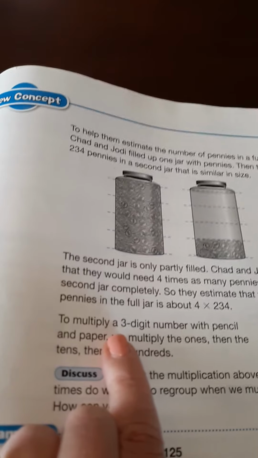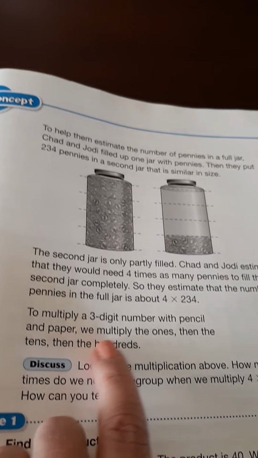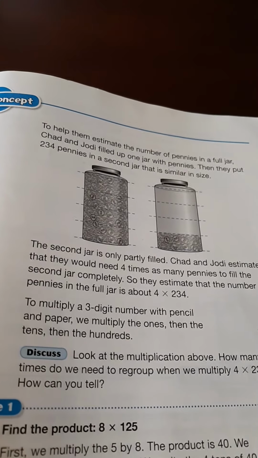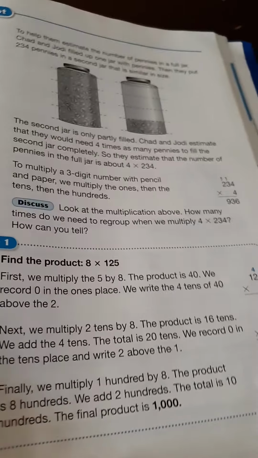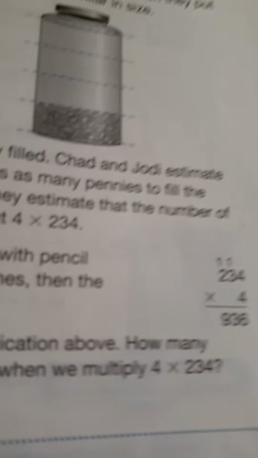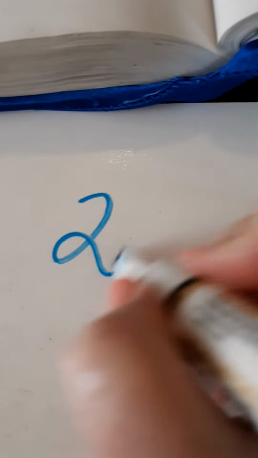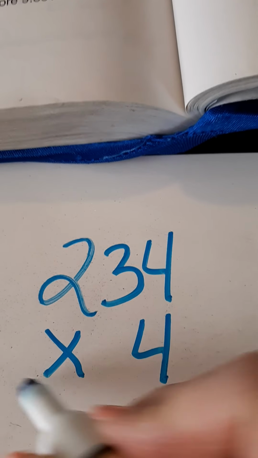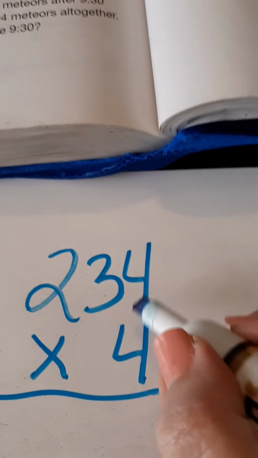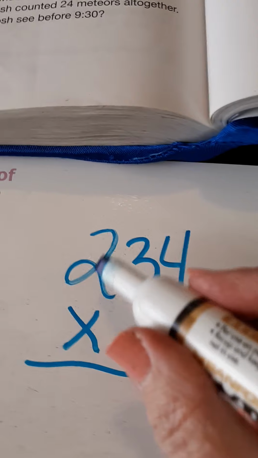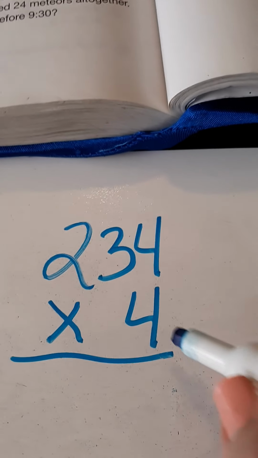To multiply a three-digit number with pencil and paper, we multiply the ones, then the tens, then the hundreds. Okay, let's take a look at how they do that. So here we go, 234 times 4. So we'll try it on the marker board here. 234 times 4. And here's what our book just said. We're going to multiply the 4 times the ones, then this 4 times the tens, and then this 4 times the digit in the hundreds place. All right, here we go.